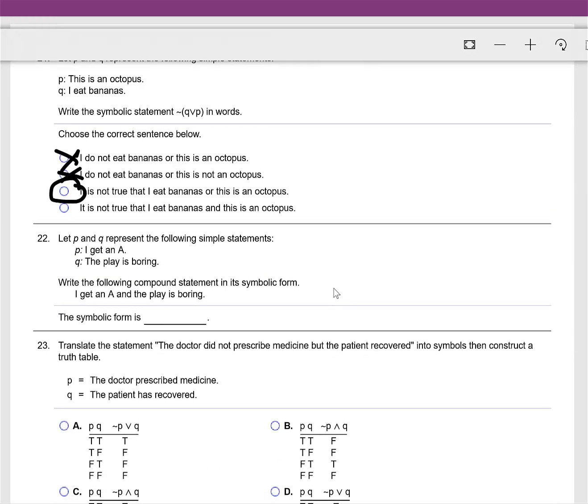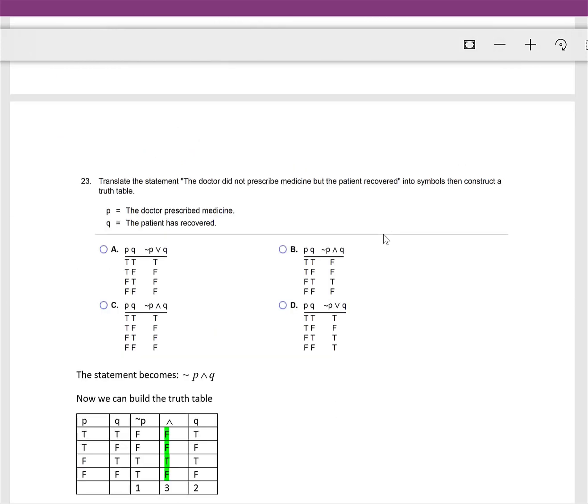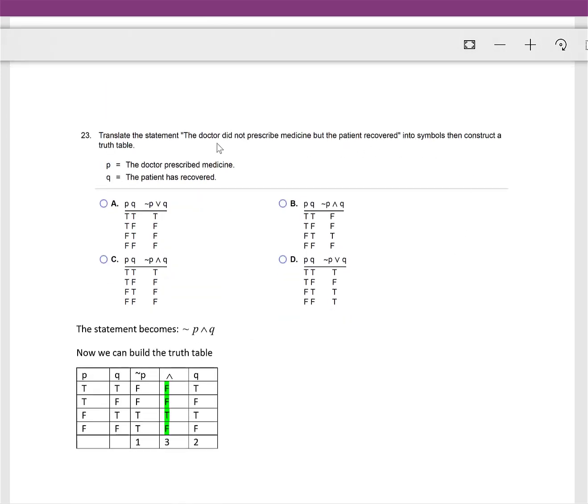And now they want me to write this in symbolic form. I get an A, which is P, and the play is boring, Q. Okay, number 23, I have a detailed solution for this one because it takes a bit more work. So for number 23, we want to translate this into symbolic form. The doctor did not prescribe medicine, so not P, but is and the patient recovered. So there it is symbolically. And you can see in all four choices, that's the correct representation of the sentence.